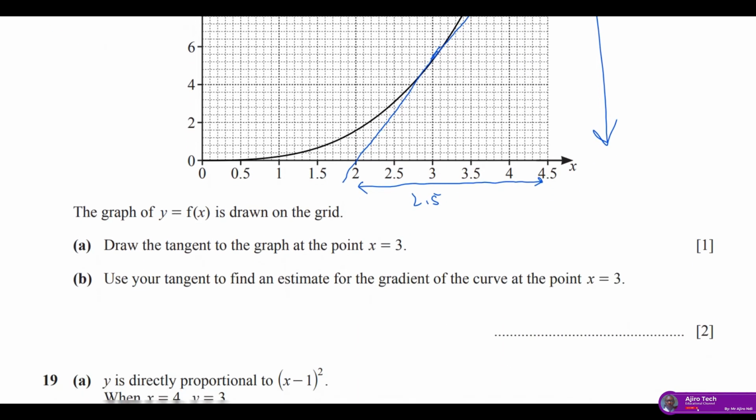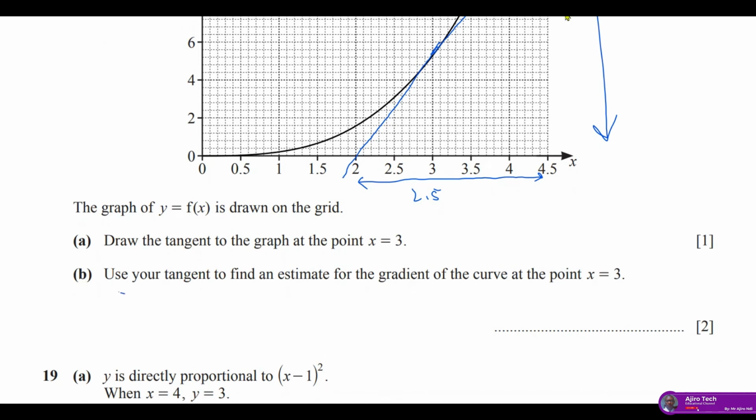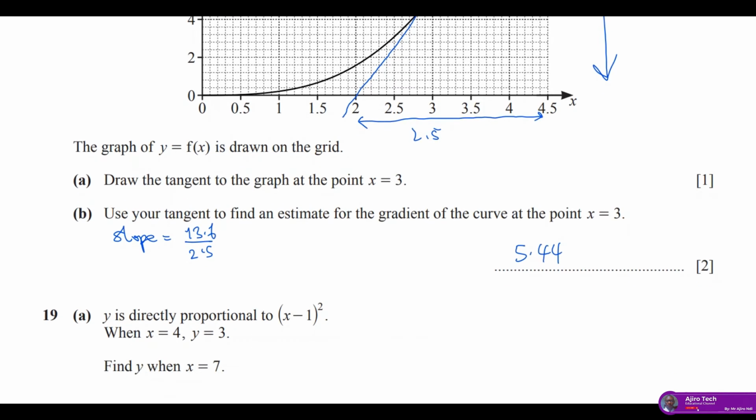So the gradient, the slope, is 13.6 divided by 2.5. And that should be 5.44. This is my estimate of my slope. Your own value should be different from this, but this is my own estimate.